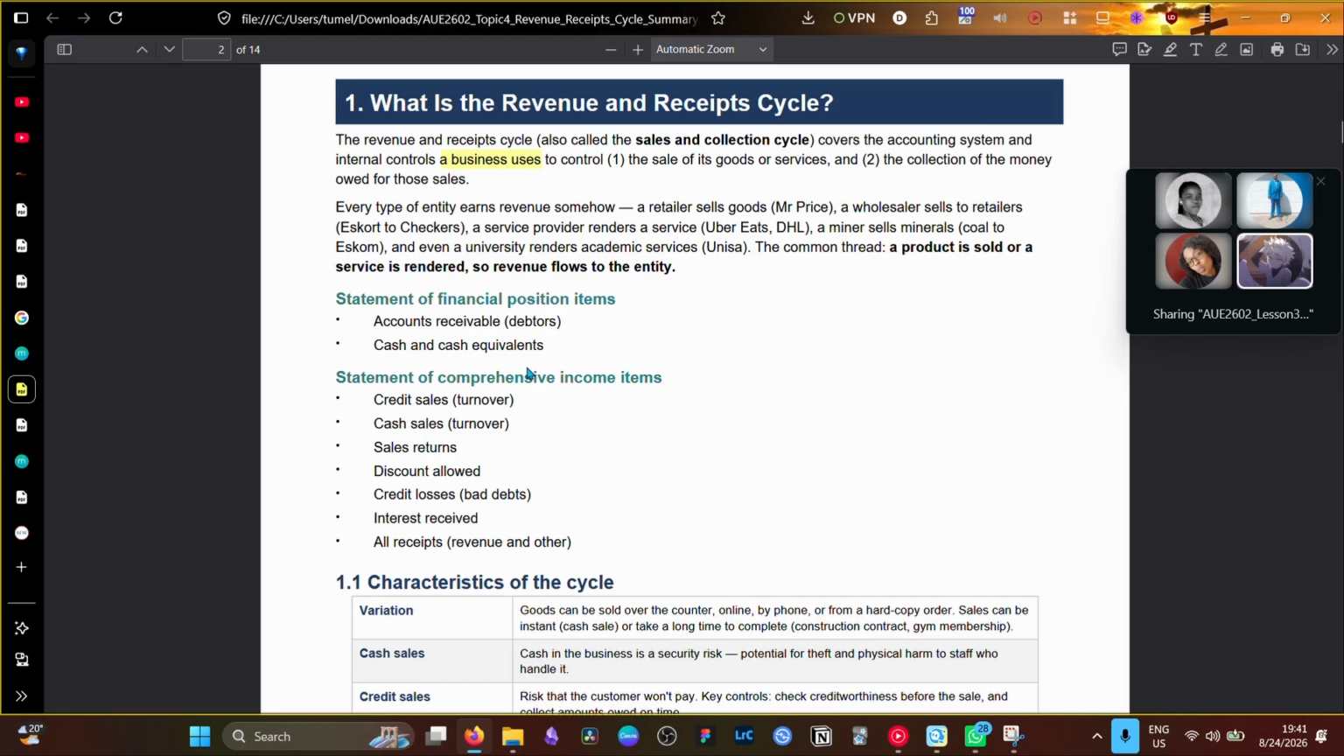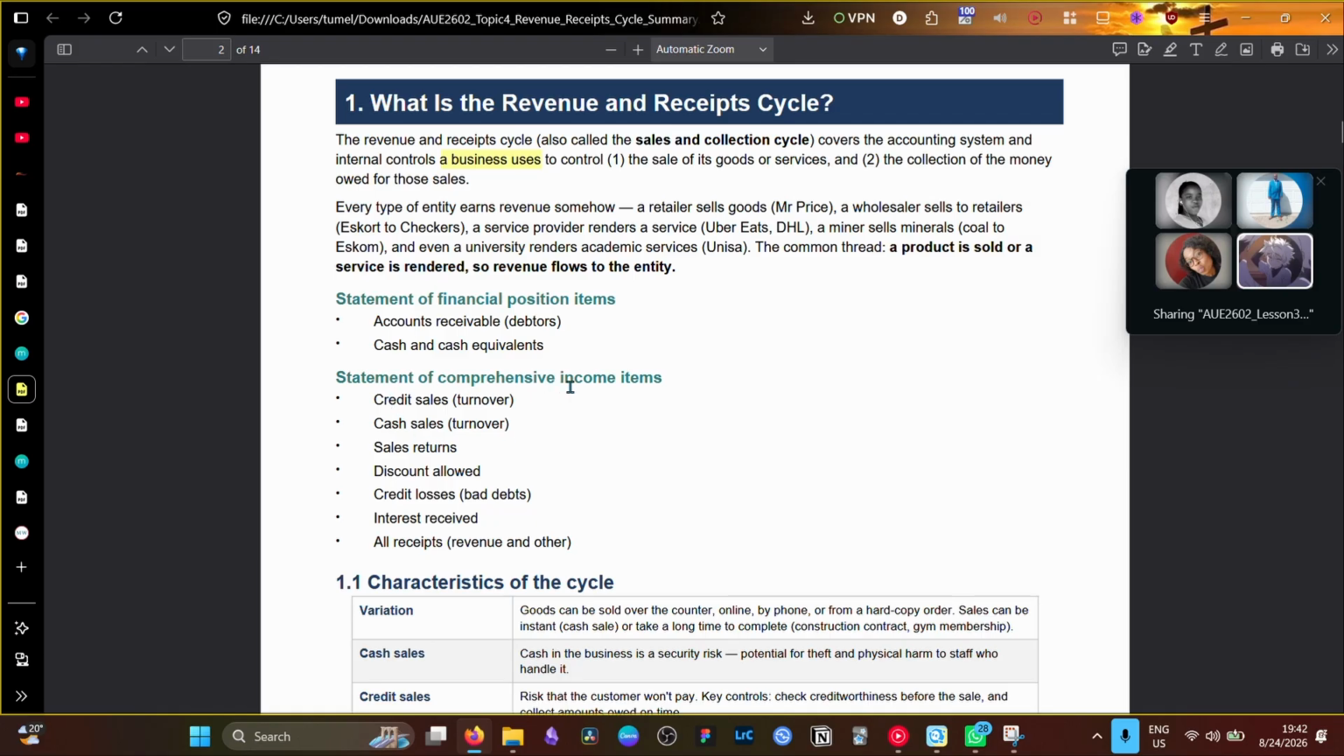So, the statement of financial position items: we have accounts receivable, which is trade receivables, which are debtors, right? So debtors are what? Debtors are the people that owe us. And then we have cash and cash equivalents, where we're talking about bank, petty cash, and so on.